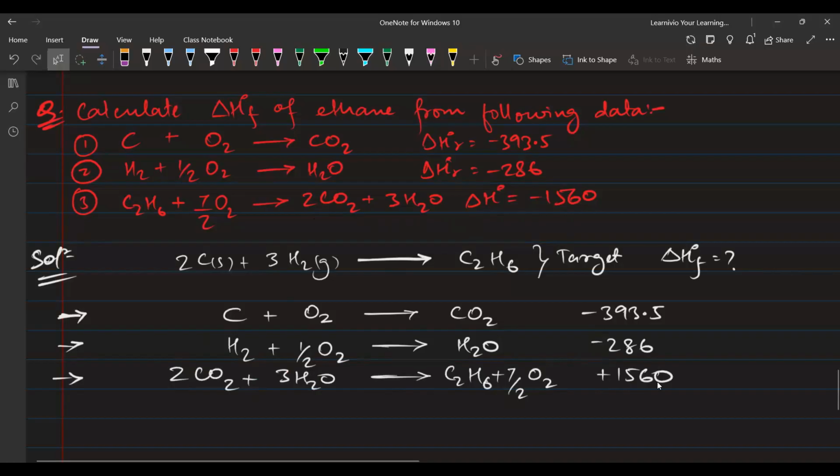Does it make sense till here? Yes or no? Please tell me. Yes, sir. Okay. How many carbon atoms do I need in the target? 2 carbon atoms. So multiply the whole equation by 2, and this particular thing will also be multiplied by 2. This is also a part of the reaction. How many H2 do we need in the target? 3. So multiply the whole thing with 3, 3 by 2, and this will also be multiplied by 3. How many C2H6 do we need?